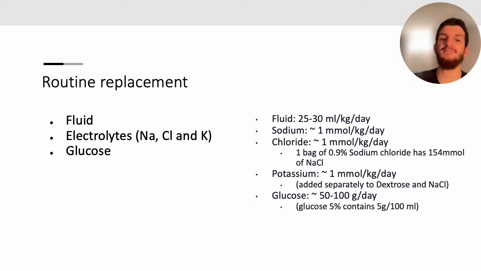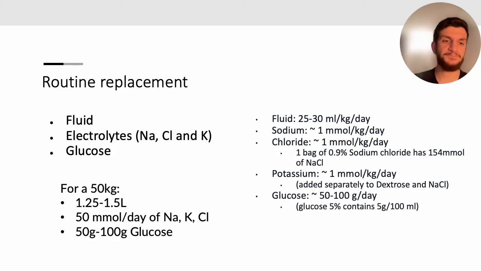Glucose requirements are 50 to 100 grams per day. Remember that we covered in our calculation session, 5% means 5 grams per 100 mils. If you want to meet those daily requirements, for instance, the bare minimum of 50 grams per day, you're looking at something like 1 liter, because we've got 5 grams in 100 mils. So to give 50 grams, we'd need to give 10 times that, which is 1 liter.